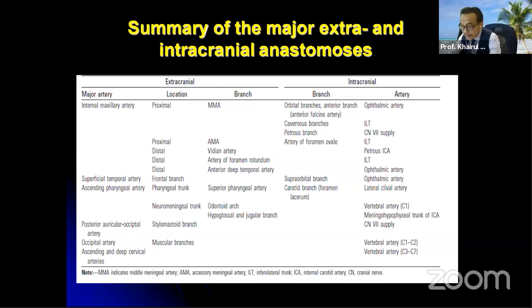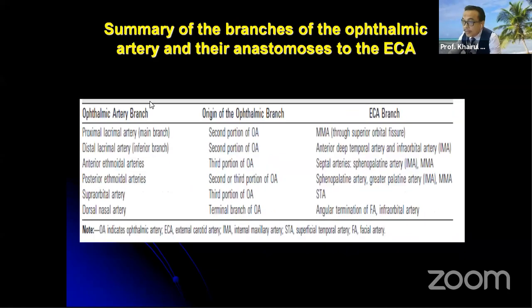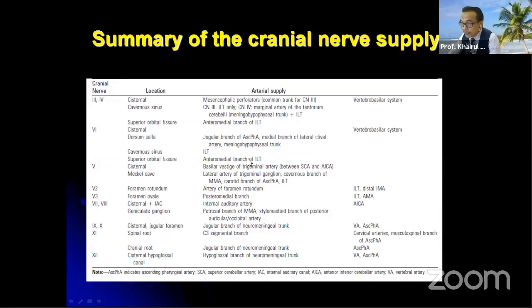I will cancel the slide later. And also, as I mentioned just now, the ophthalmic artery has branches from the meningeal, internal maxillary, and superficial temporal artery that have potential for disaster if you're not very careful with the treatment. Not only supplying the blood vessels, they're also supplying the cranial nerve.